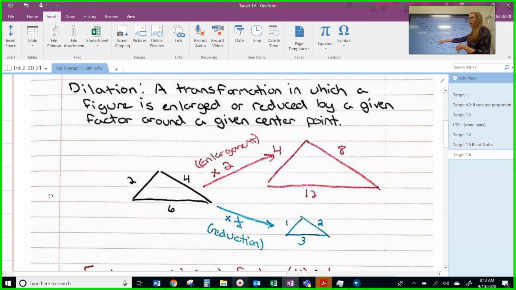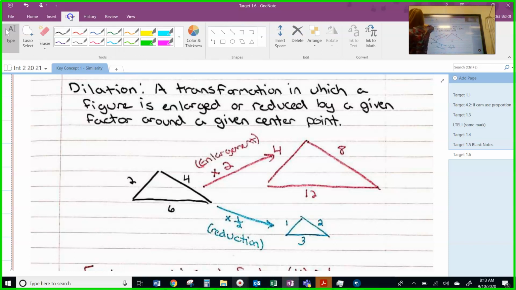Okay, so we can see here we have this first triangle that has 2, 4, 6, right? And I can make it bigger, and you can see here I'm multiplying all of my numbers by 2. So it goes 4, 8, and then 12. Or I could make it smaller, right? If I have 2, 4, 6 and multiply all my numbers by 1/2, then they all get smaller. And that is our factor, or our scale factor.